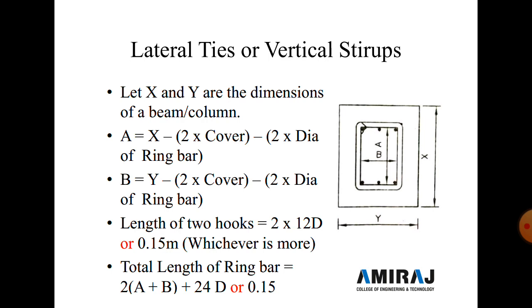The length of the two hooks: two hooks are provided, at the start and end of the ring, so the length is 2 into 12d, or 0.15, whichever is more. Of both values, we select the larger one for the calculation. Now the total length of the ring bar is equal to 2 times (A plus B) plus 24d, or 0.15, whichever is more.